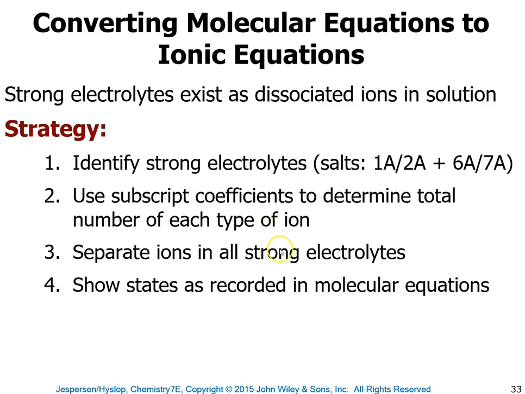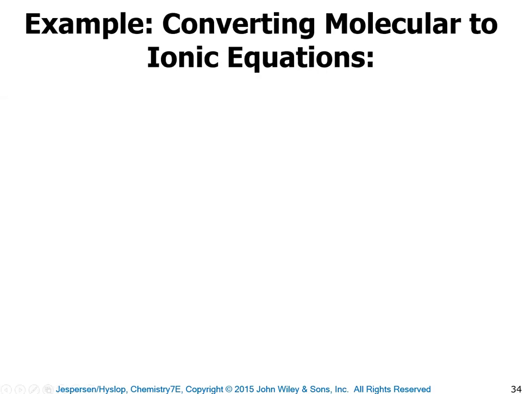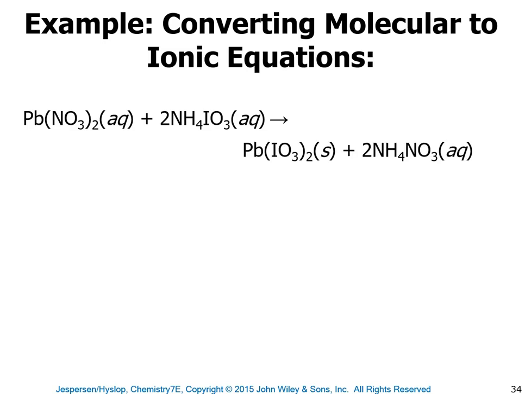Then separate all of the ions of the strong electrolytes, and show states as recorded in the molecular equation. So if it was aqueous, it's aqueous. If it's a solid, it's a solid. So continue to do that. Here's an example of lead nitrate and ammonium iodate. This is going to form lead iodate, and we have ammonium nitrate.